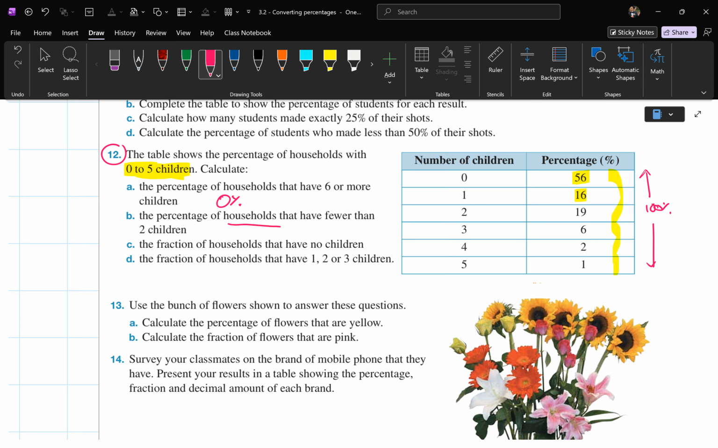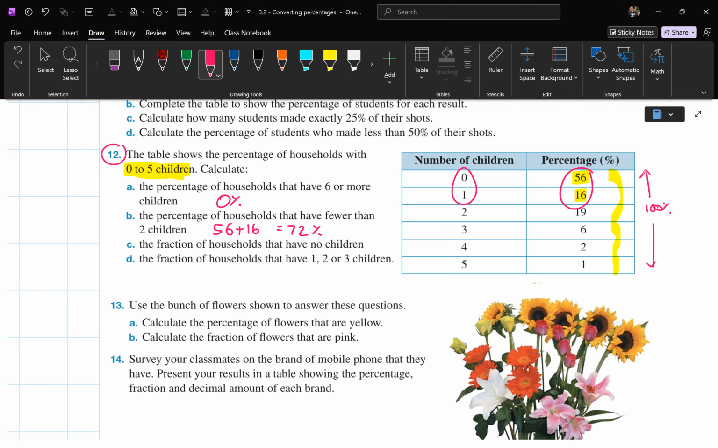The percentage of households that have fewer than 2 children, so less than 2 is 0 and 1. That gives me a total of 56 plus 16. And what is that? That's 66 plus 6, 72. All right, 72% have fewer than 2 children.